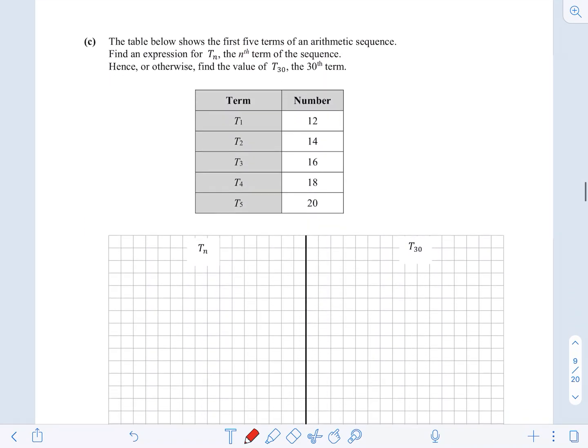Part C next. The table below shows the first 5 terms of an arithmetic sequence. Find an expression for Tn, the nth term of the sequence, hence or otherwise find the value of T30, the 30th term. God, lads, this was a long question.